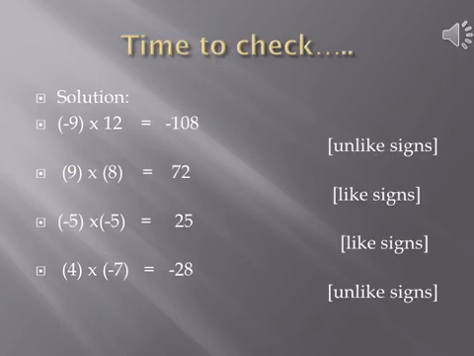Time to check. Minus 9 into 12 is equal to minus 108 because both the numbers have unlike signs. 9 8s are 72. Here there are like signs, so the answer is positive. Same in the next problem. Minus 5 into minus 5 is equal to 25 because both are like signs. And the last one, 4 into minus 7 is equal to minus 28. So here there are unlike signs, so we have a negative answer.